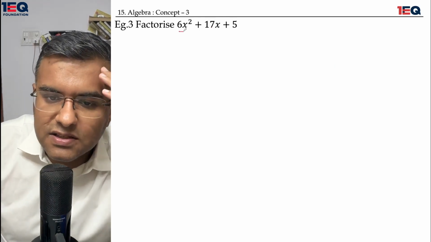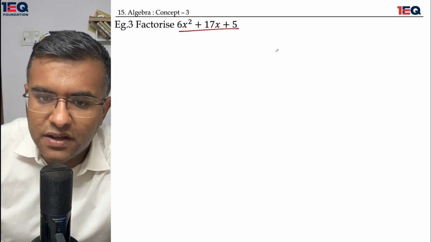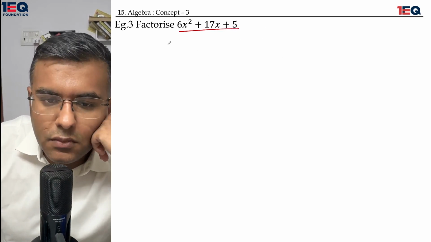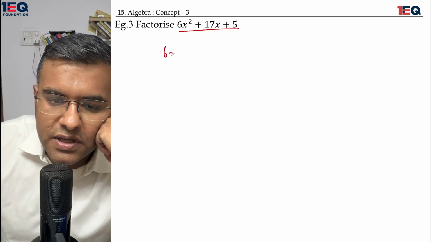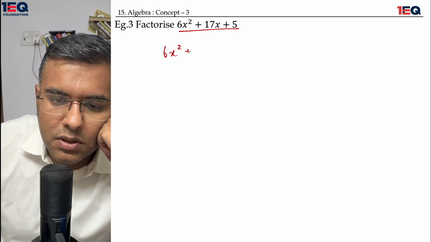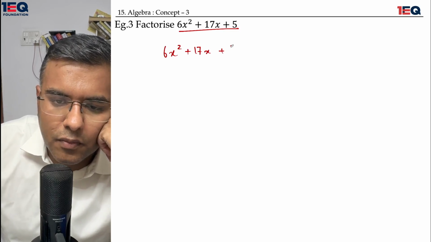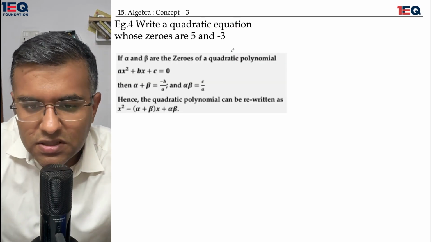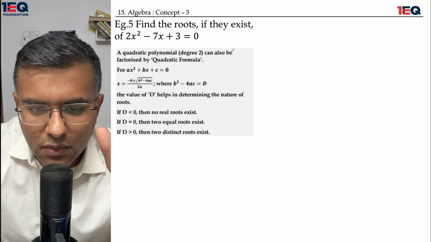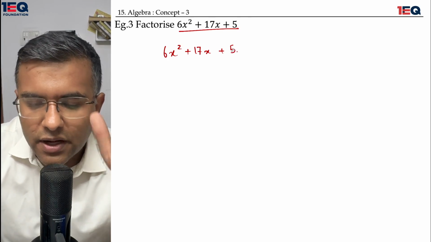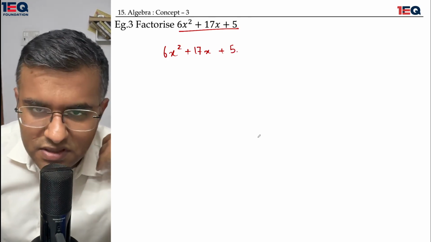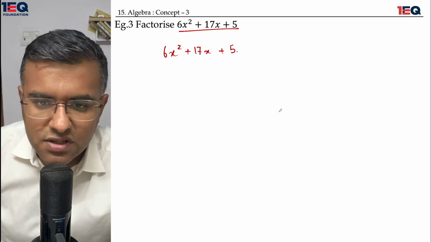Factorize 6x square plus 17x plus 5. So I would like to introduce you to a concept of middle term splitting, which is very much explained over here as well as over here, but I will try to explain it to you in my words first, and then I would take you to the bookish definitions.